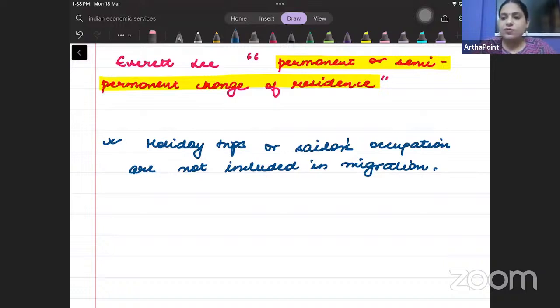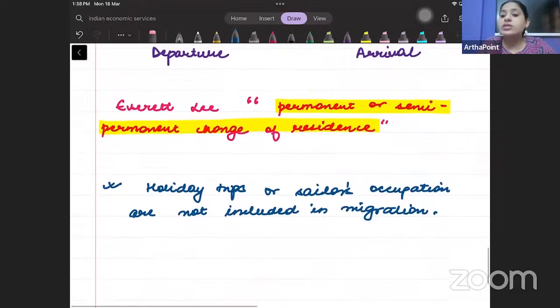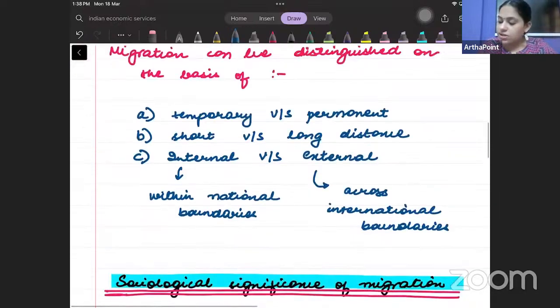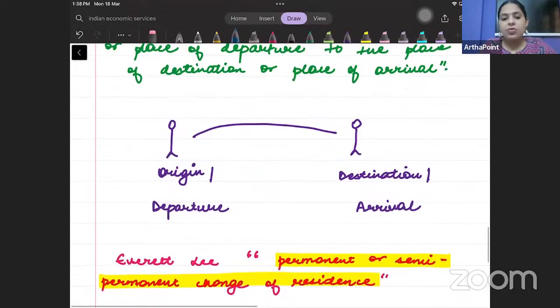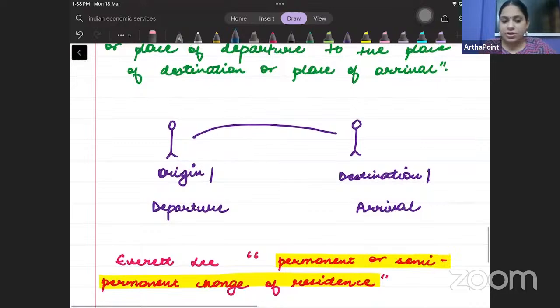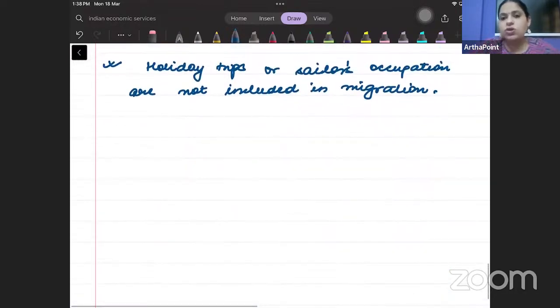So today the aim was to explain to you in this lecture what is migration. Now in the next lecture we will be talking about the different forms of migration, कि अलग-अलग तरीके के migration होते कौन से हैं. We will take that in the next class, right beta? Okay, thank you.